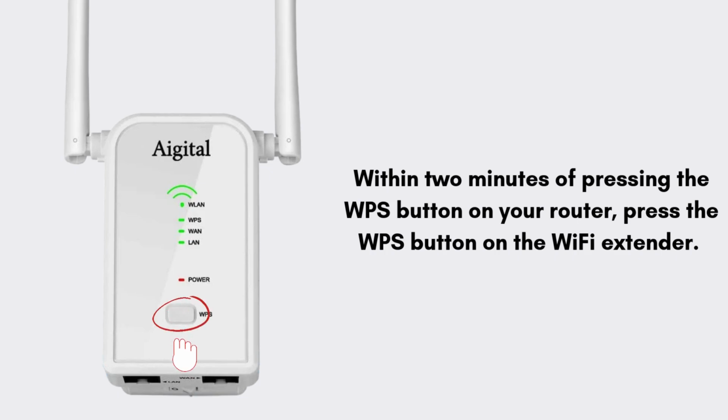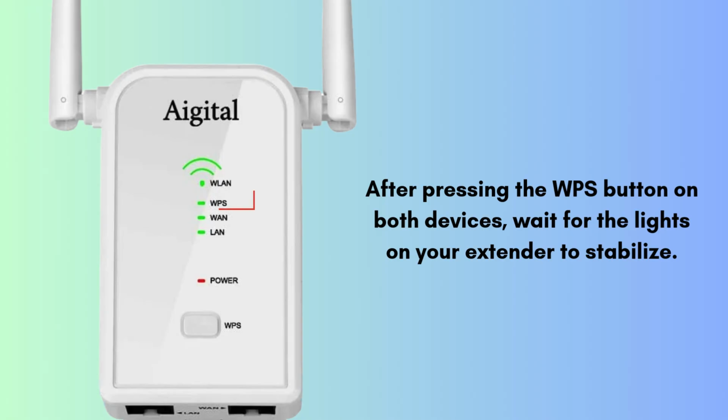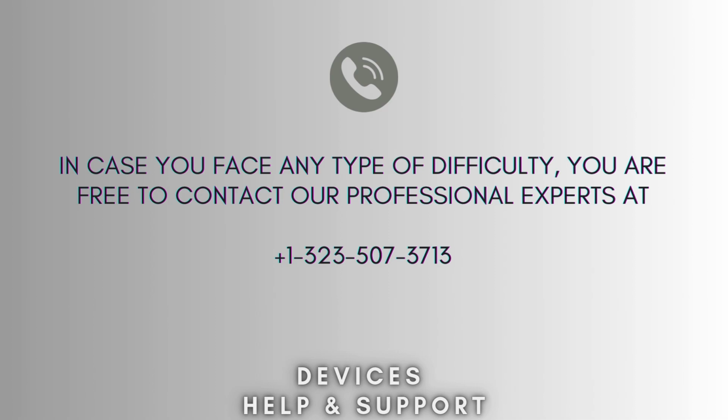This will establish a connection between your router and the extender automatically. After pressing the WPS button on both devices, wait for the lights on your extender to stabilize. A solid light, usually green, indicates that the extender is connected to your router and functioning properly. Once the lights indicate a successful connection, unplug the extender and move it to a location that is between your router and the area where you need better Wi-Fi coverage. Now your setup process is complete.